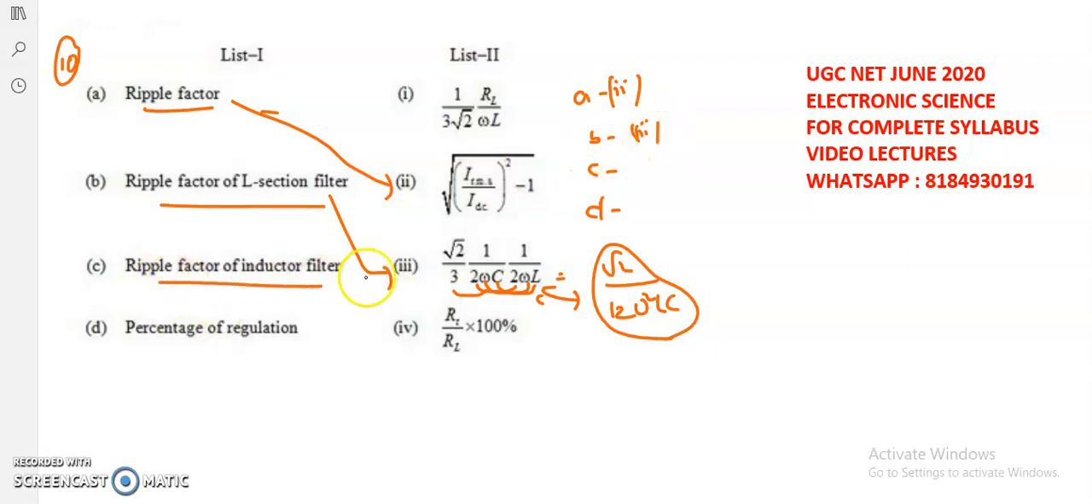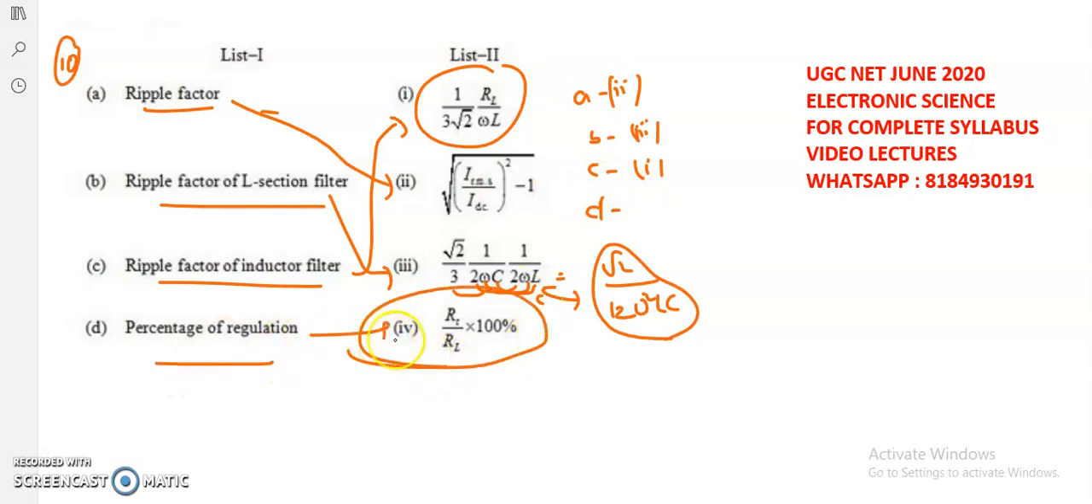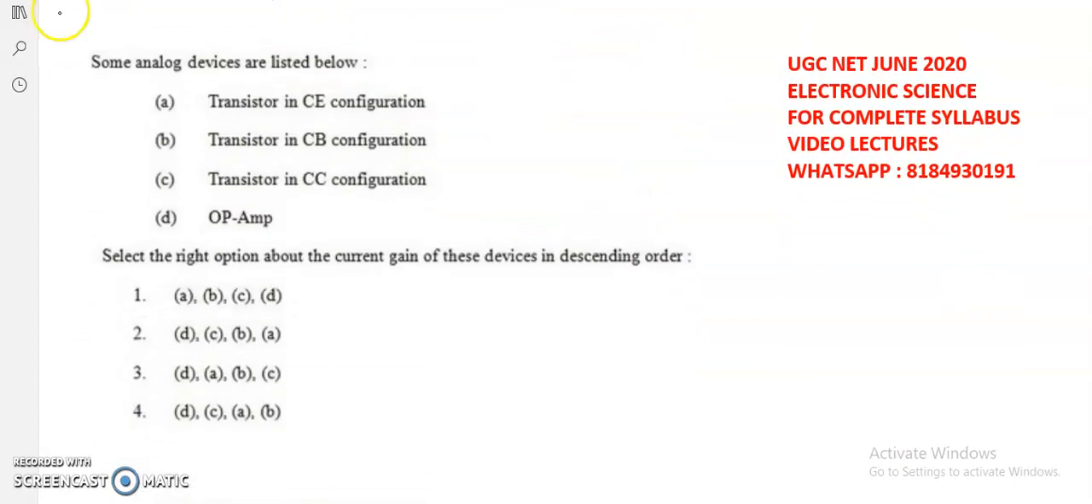And the ripple factor of the inductor filter is this one. So C is matched up with 1, and the percentage of regulation you can directly identify, since percentage regulation means multiplying by 100%. So the fourth one is matched. You have to remember these formulas. No need to practice the derivations of all this as per the UGC NET exam. You only have to remember the formulas. That's enough.